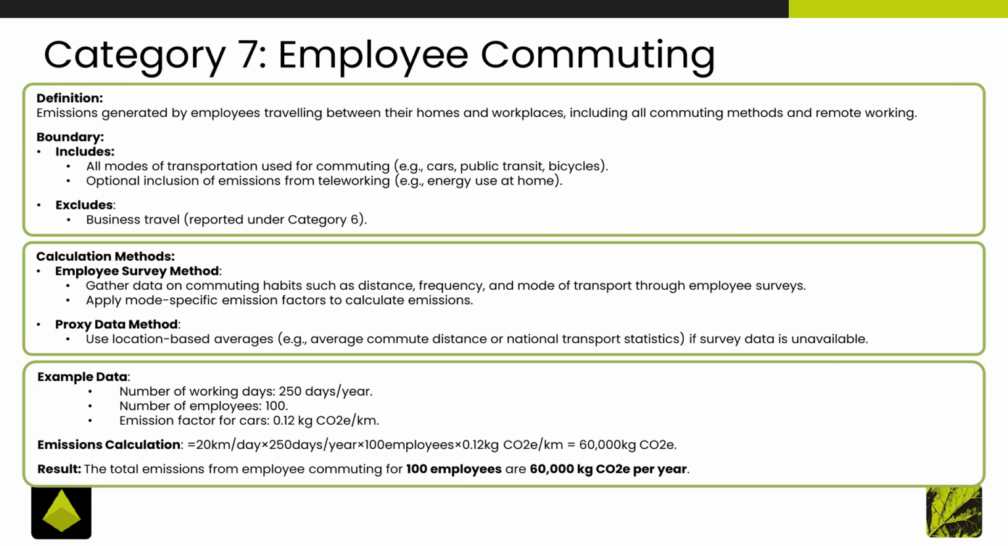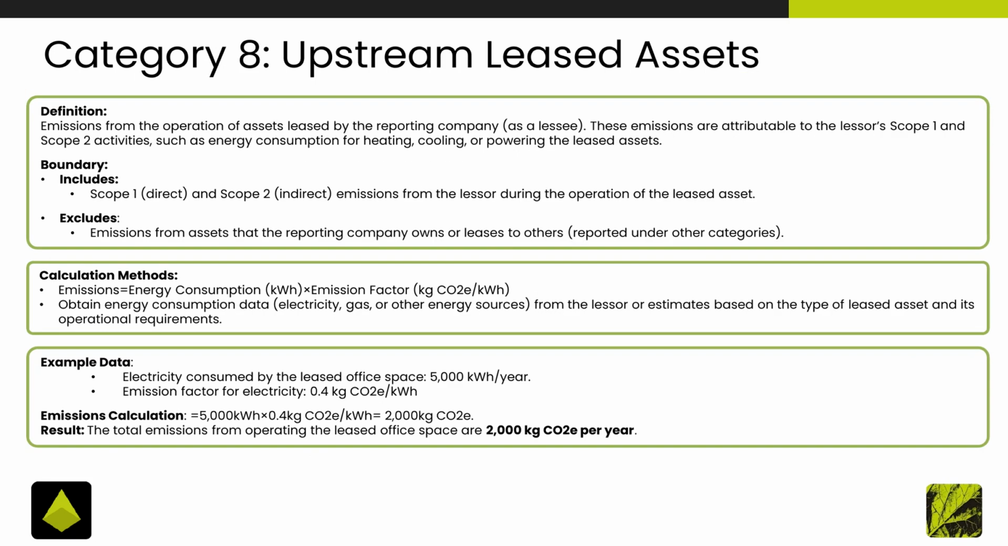Encouraging sustainable commuting options can greatly lower these emissions. Category 8, upstream leased assets, focuses on emissions from assets leased by a company, like buildings or equipment. These aren't included in the lessor's Scope 1 and 2, but can range from energy consumption for heating and cooling to powering the leased space.